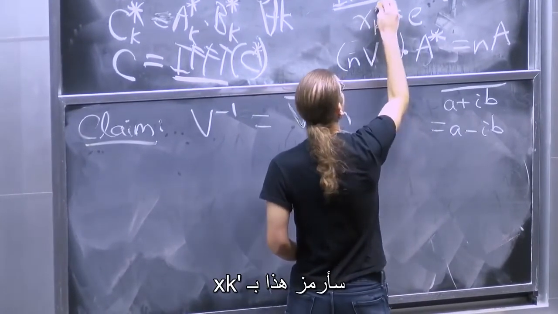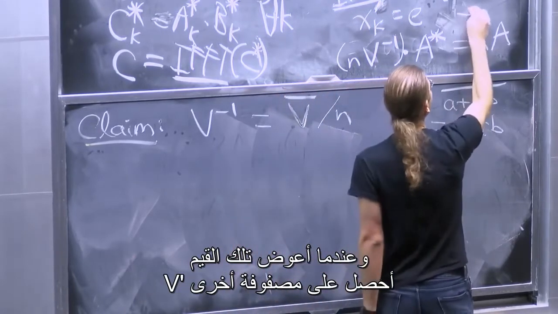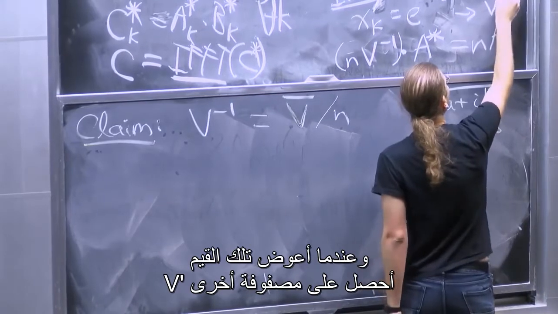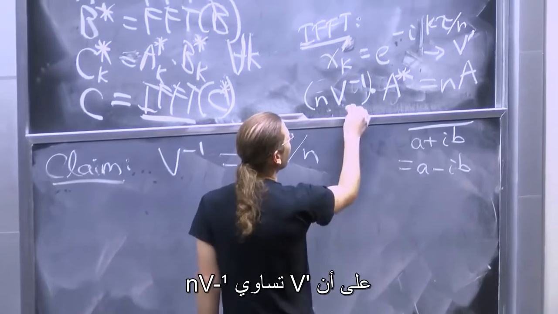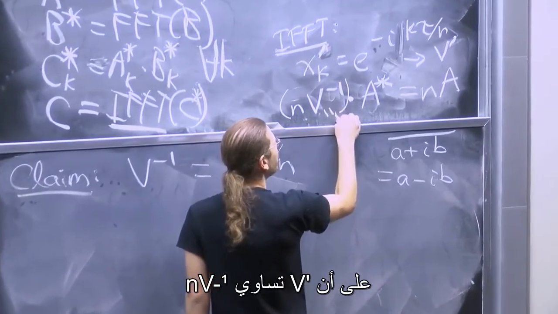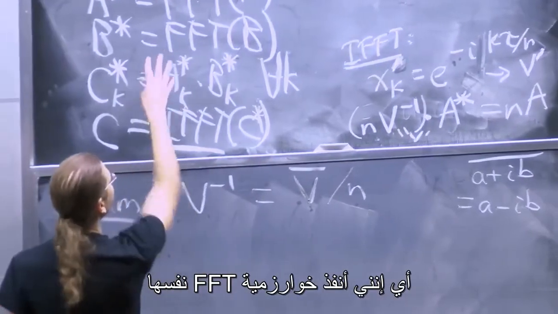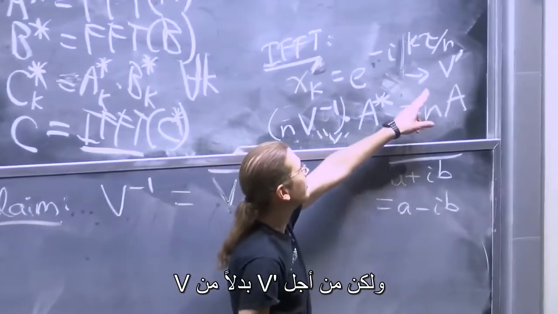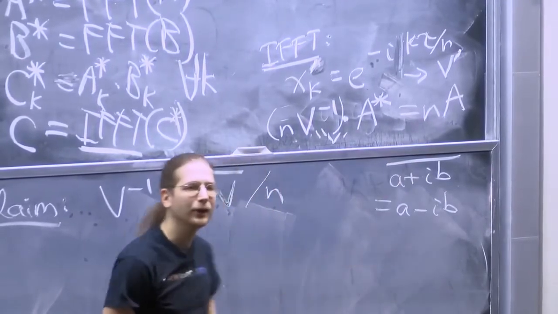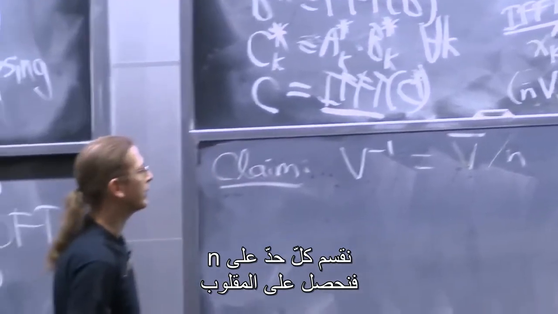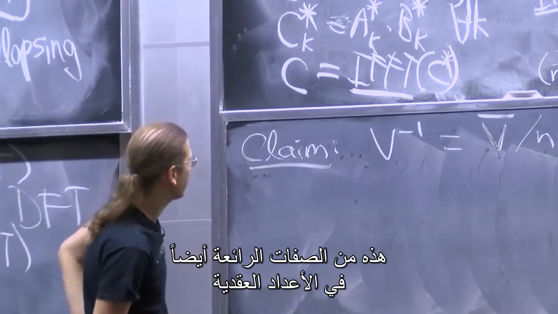I'm going to call this vk prime, xk prime. Then when I plug that in, I get a different matrix, v prime. And what this claim says is that v prime is equal to n times v inverse. So I apply the same FFT algorithm, but with v prime instead of v. Then I get not quite the product I want, but just n times the product I want. Divide every term by n, and we get the inverse. This is another cool thing about complex numbers.